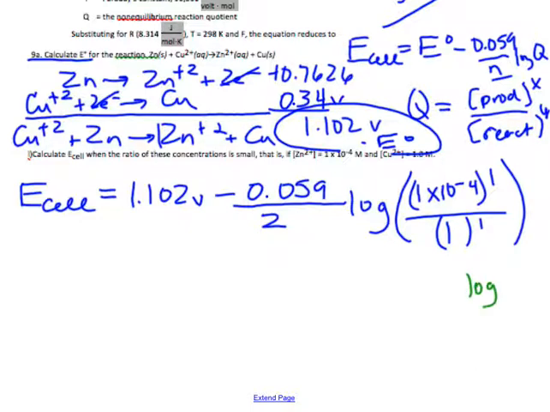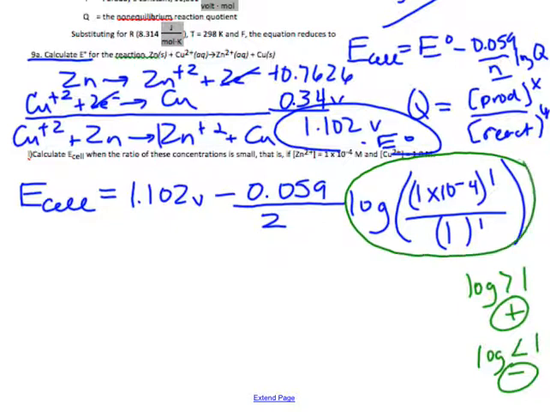If we have a log of a number greater than 1, that's going to be positive. And you just need to know this. It's good to know. A log of a number less than 1 is going to be negative. Is this number greater than or less than 1? Less than 1. So this whole thing is going to be negative. A negative times this negative means we're going to have a positive increase in voltage. So we're going to predict an increase in voltage.